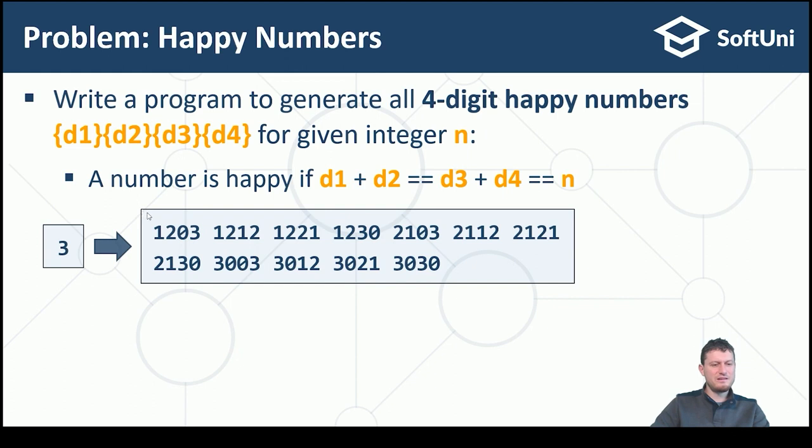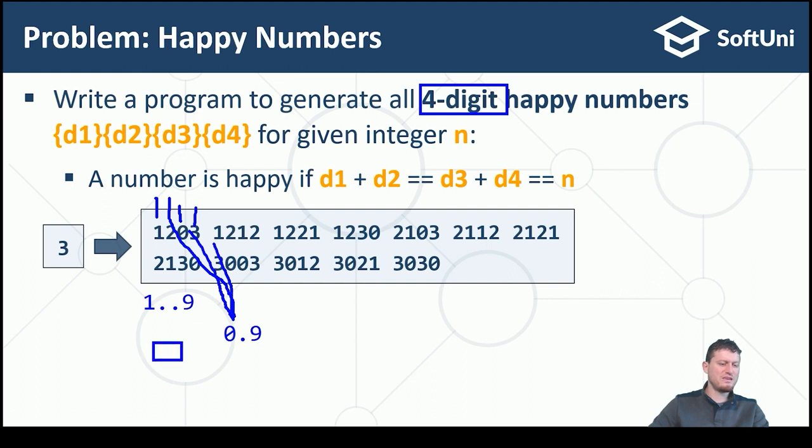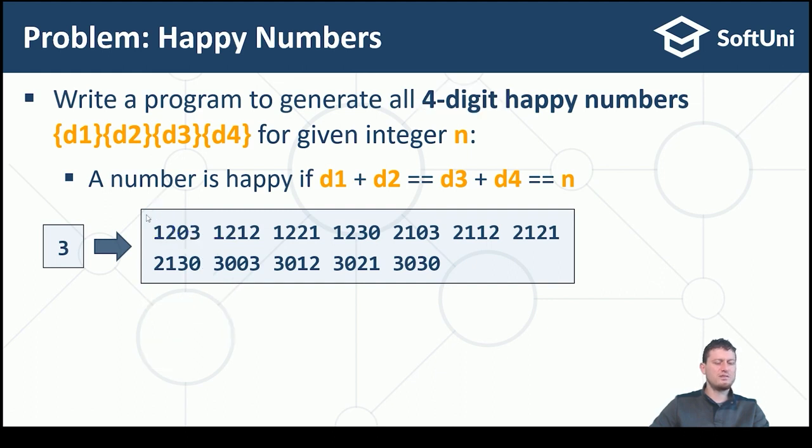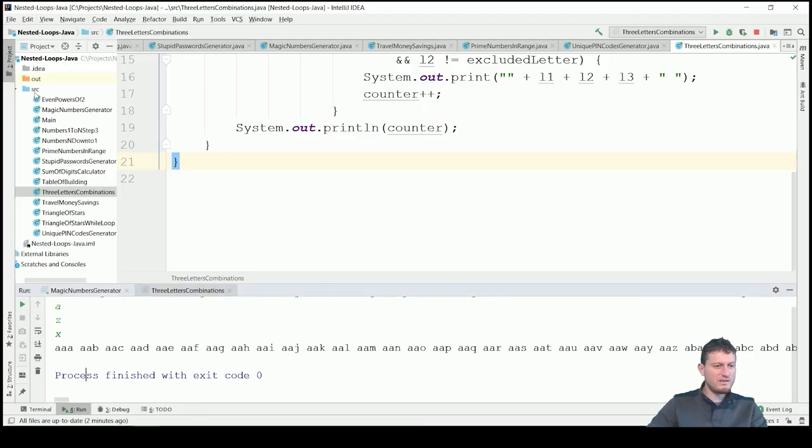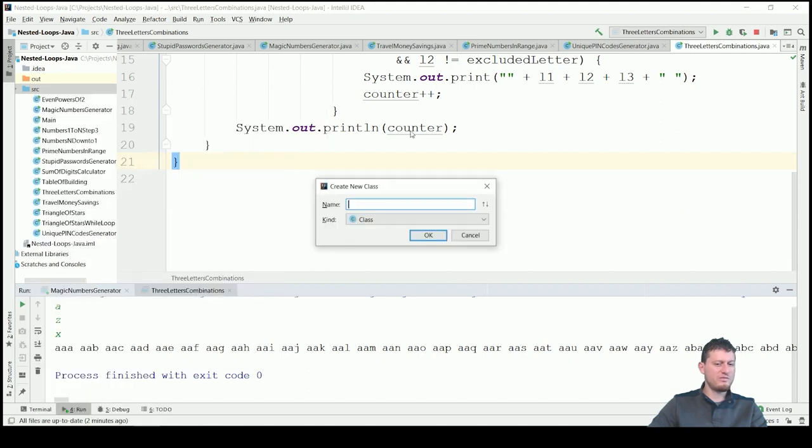So if we have a loop for the first digit, it should be from 1 to 9, because it cannot be 0. Otherwise, it will not be a 4-digit number, it will be a 3-digit number. Later we have this. It should be from 0 to 9. The next should also be from 0 to 9, and the next should also be from 0 to 9, and then I can have some checks here for these digits. This is another example. Let's solve this. It's very easy. It needs 4 nested loops, but it's very easy.